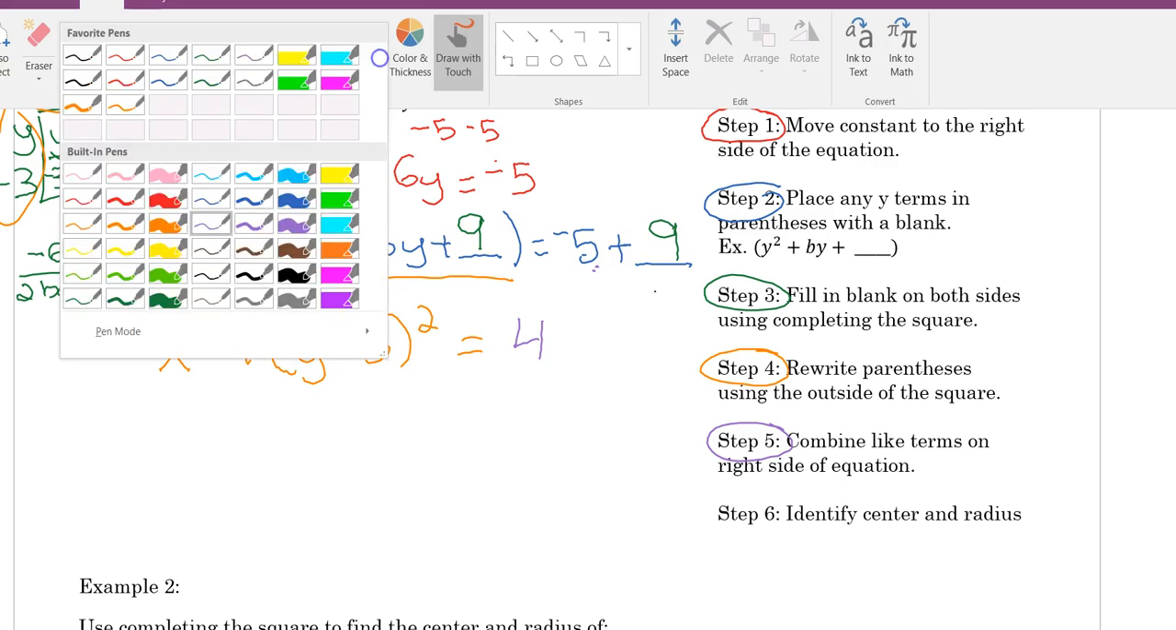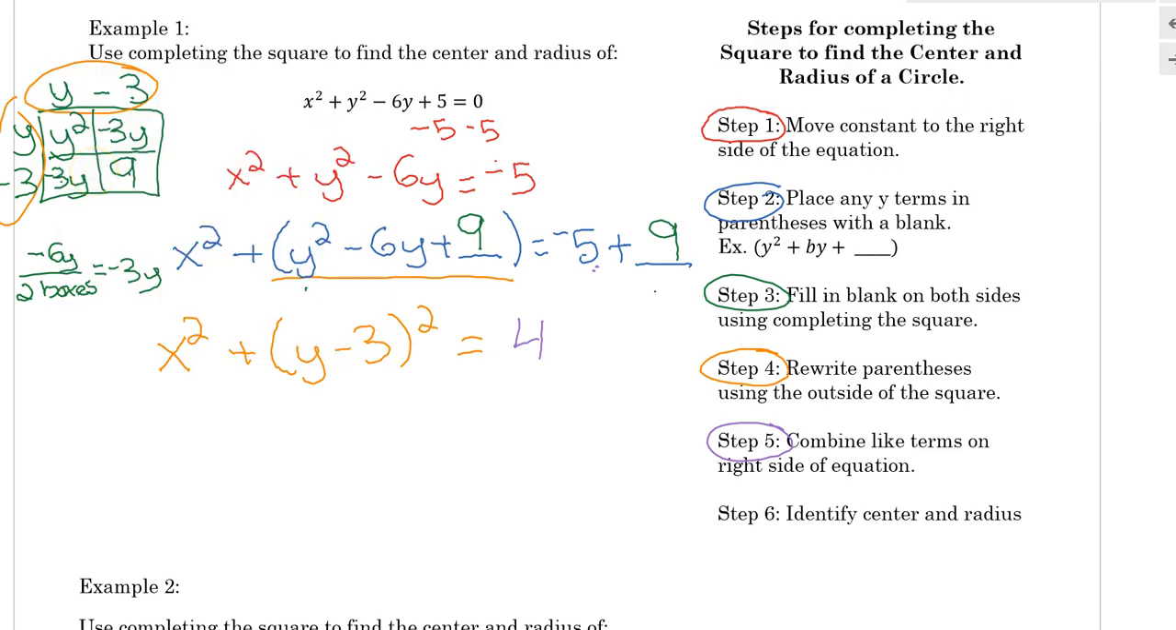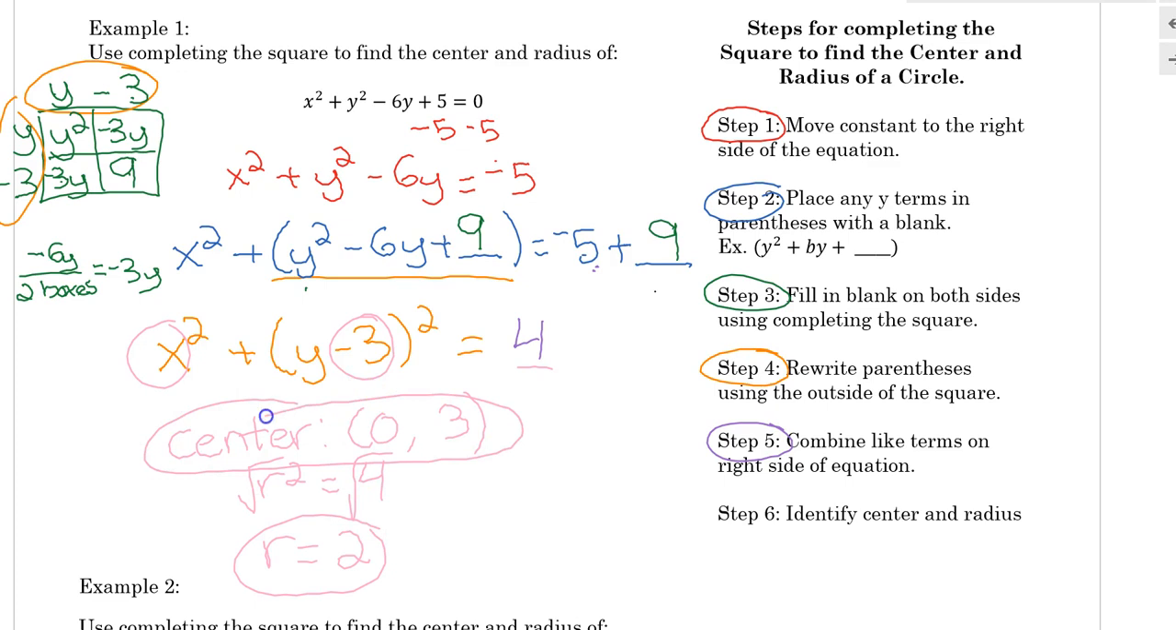The last thing we are going to do then is identify the center and radius. Right? My center, well, now there's nothing with x, so x is 0, and negative 3 is what's with y, so I'm going to change that sign to positive 3. R squared equals 4, right? Take the square root. R equals the square root of 4, which is 2. So center (0, 3), and radius 2.